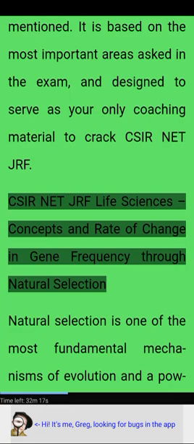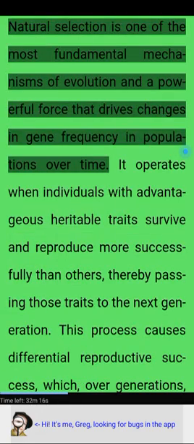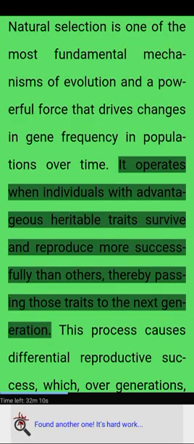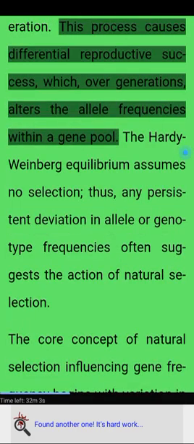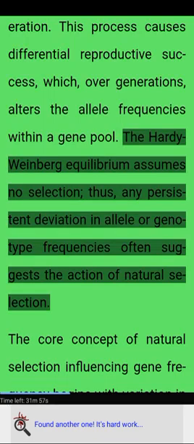CSIR NET JRF Life Sciences, concepts and rate of change in gene frequency through natural selection. Natural selection is one of the most fundamental mechanisms of evolution and a powerful force that drives changes in gene frequency in populations over time. It operates when individuals with advantageous heritable traits survive and reproduce more successfully than others, thereby passing those traits to the next generation. This process causes differential reproductive success, which, over generations, alters the allele frequencies within a gene pool. The Hardy-Weinberg equilibrium assumes no selection. Thus, any persistent deviation in allele or genotype frequencies often suggests the action of natural selection.